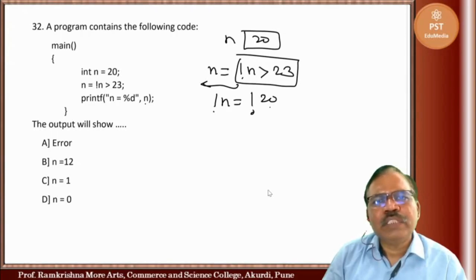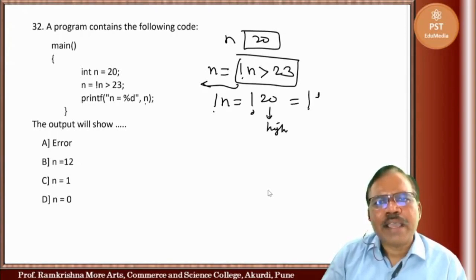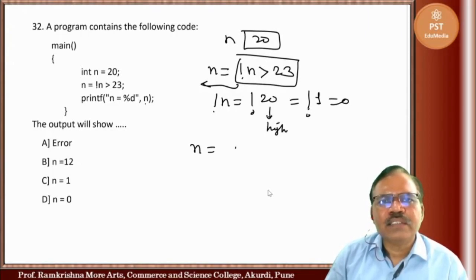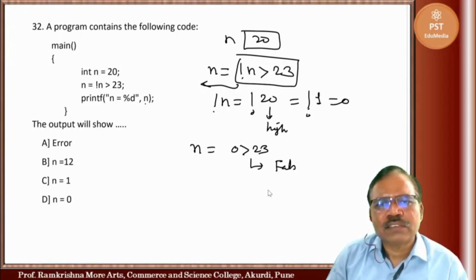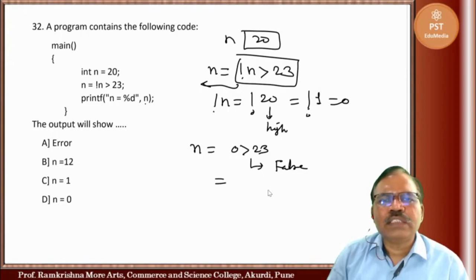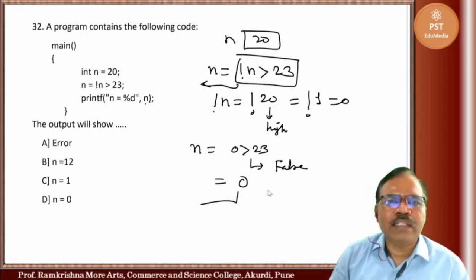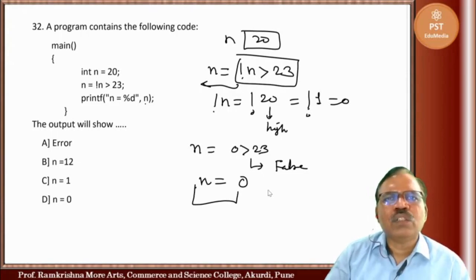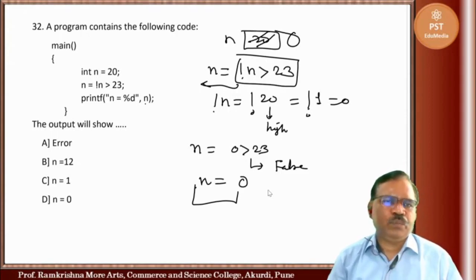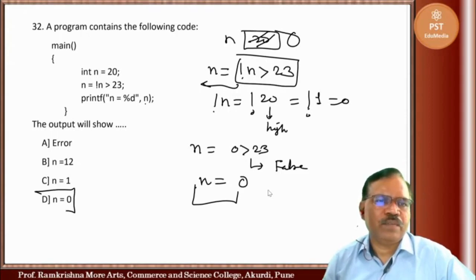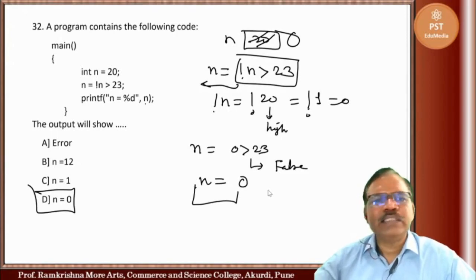Not 20 means 20 is high. Not high means it is 0. So we'll get 0 greater than 23. This is false. So this one will return value 0 and then 0 is assigned to n. So n will become 0. So n will be 0. Is it clear?